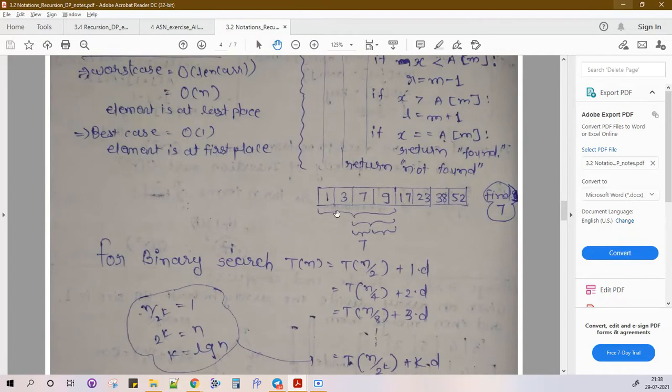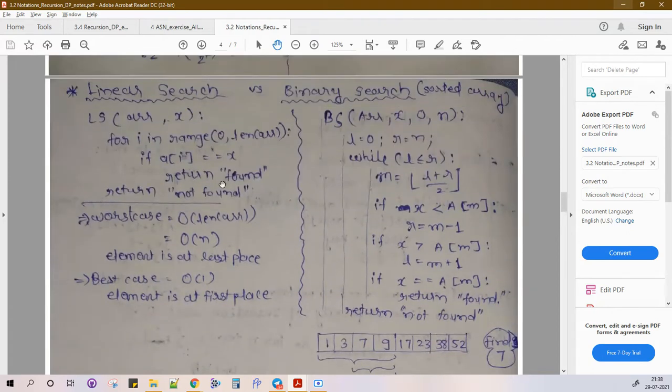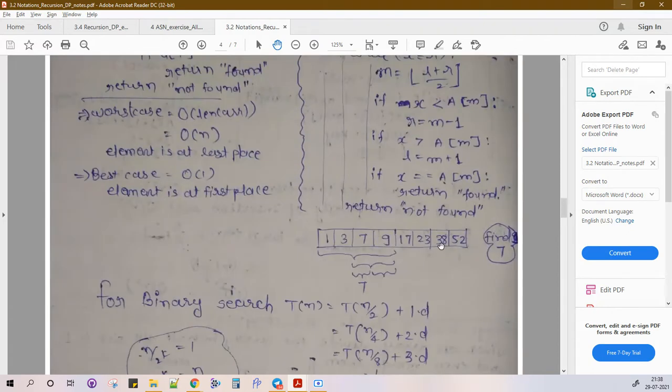Given this array, 1, 3, 7, 9, it can be any random array. It could be sorted or not sorted. For binary search, it should be sorted. But for linear search, if it is not sorted, we are fine. Now, given an array, we want to find out some element, right? Find 7, if it is there or not. So our problem is to find a particular element out of an array.